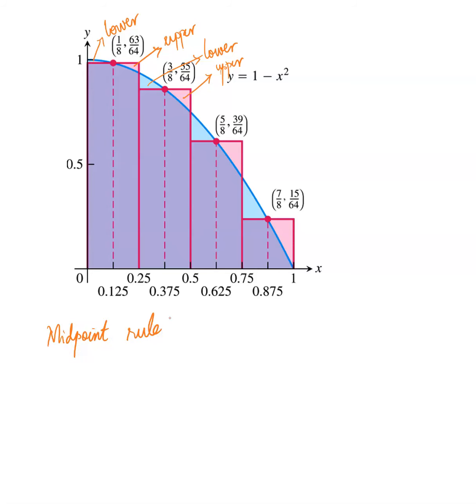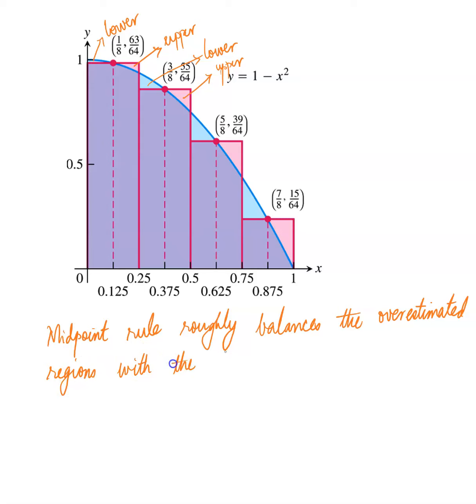So one was the upper, one was the lower. Sometimes we also call it the left and the right. Okay, so the upper and the lower and the midpoint rule are 3 ways to do this. But midpoint rule roughly balances the overestimated regions with the underestimated regions.